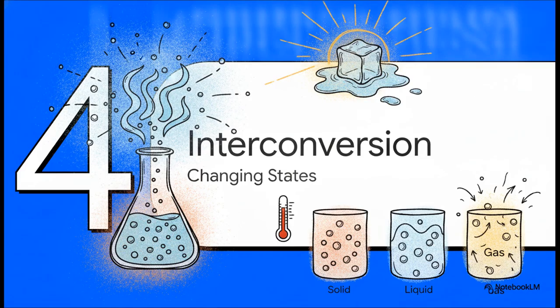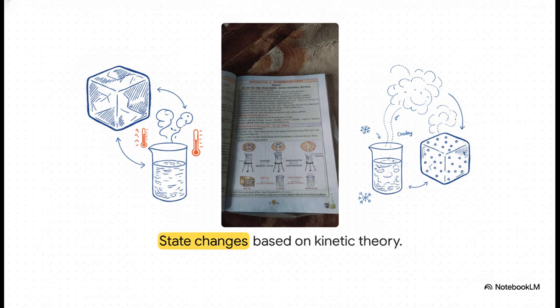Section 4. Inner conversion. Changing states. As you can see, changes in temperature and pressure literally force matter to shapeshift. Just following the arrows, it's clear how solid ice undergoes melting into liquid water and then vaporization into steam. And the cool part, it works entirely in reverse too. You can liquefy steam back into water and solidify it back into ice just by cooling it down.